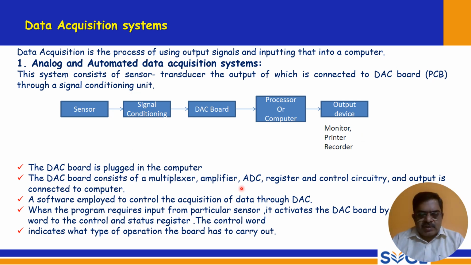The DAS board is plugged into the computer. The board consists of a multiplexer, amplifier, ADC, register, and control circuitry, and the output is connected to the computer. Software is employed to control the acquisition of data through the DAQ. When the program requires input from a particular sensor, it activates the board by sending a control word to the control and status register. The control word indicates what type of operation the board has to carry out. The control word is generated by the processor inside the CPU, and that will select what type of operation is to be carried out.